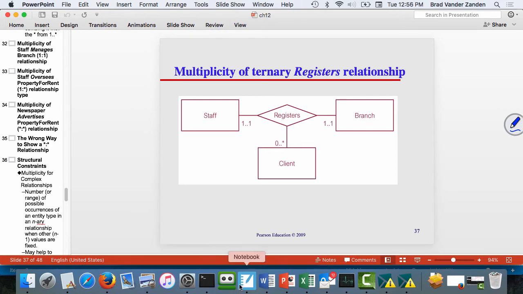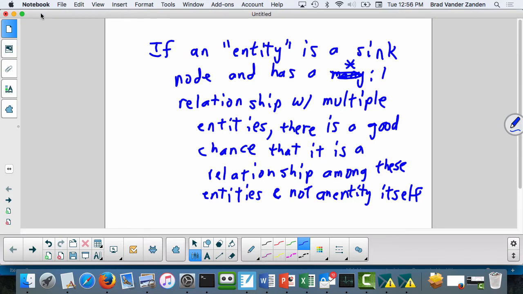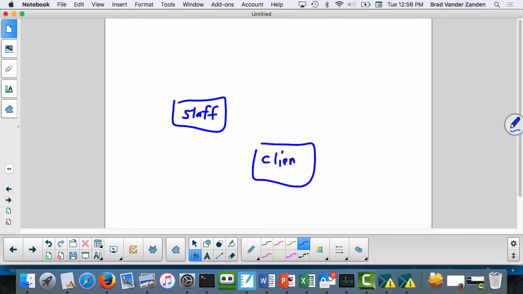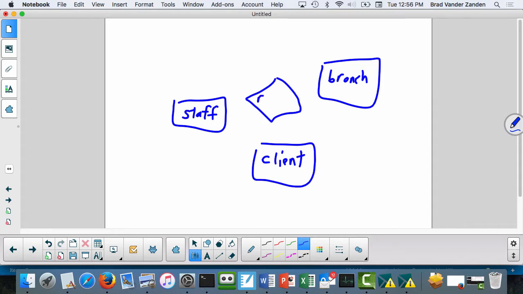So here, let me put this on the notebook. We have a staff and a client and a branch. And we have this as a registers relationship.